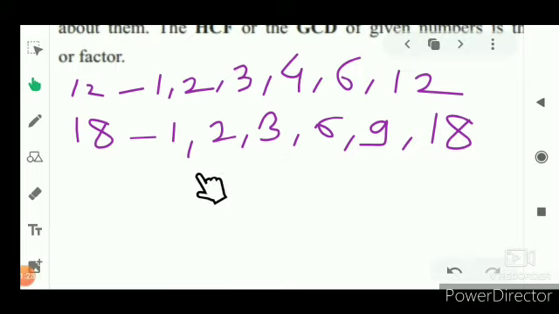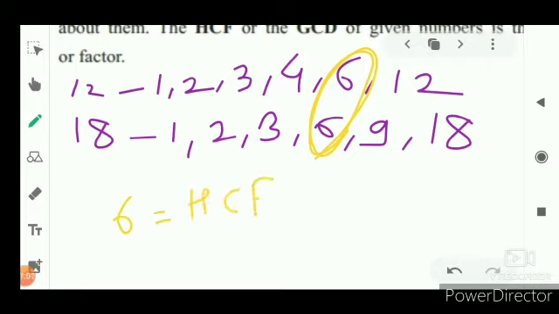Now we will see what are the common factors in both of these. So 1 is common in both, 2 is also common, 3 is also common, 6 is also common in both. So we will see what is the greatest common factor or the highest common factor. So yes, here 6 is the highest common factor in both of these. So it means that 6 is the highest common factor of 12 and 18, or 6 is the HCF of 12 and 18.